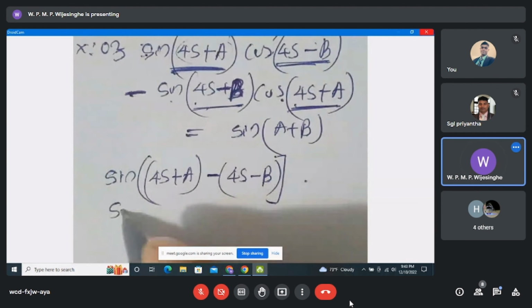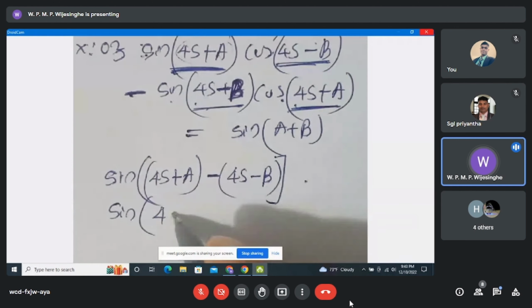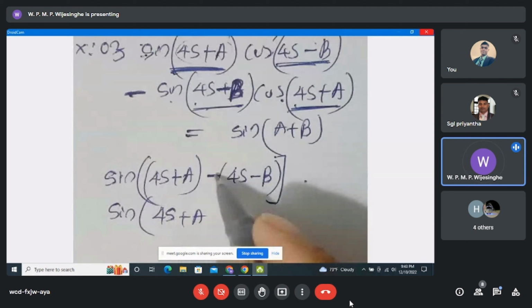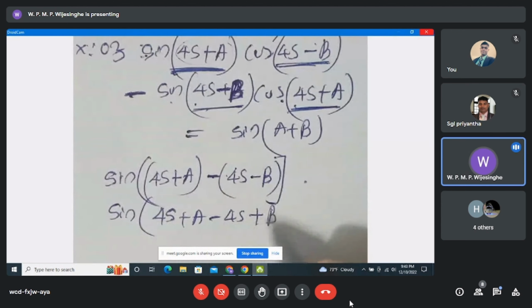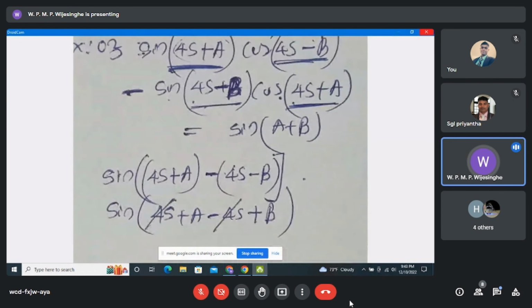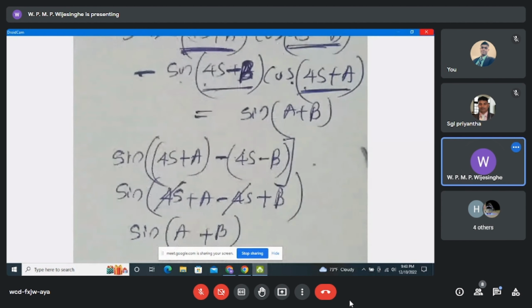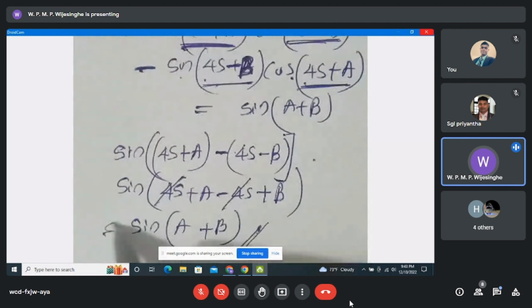Then remove the bracket inside: sin of 45 plus A minus 45 plus B. Plus 45 minus 45 cancel, and here sin(A plus B). Okay, this is the right hand side.